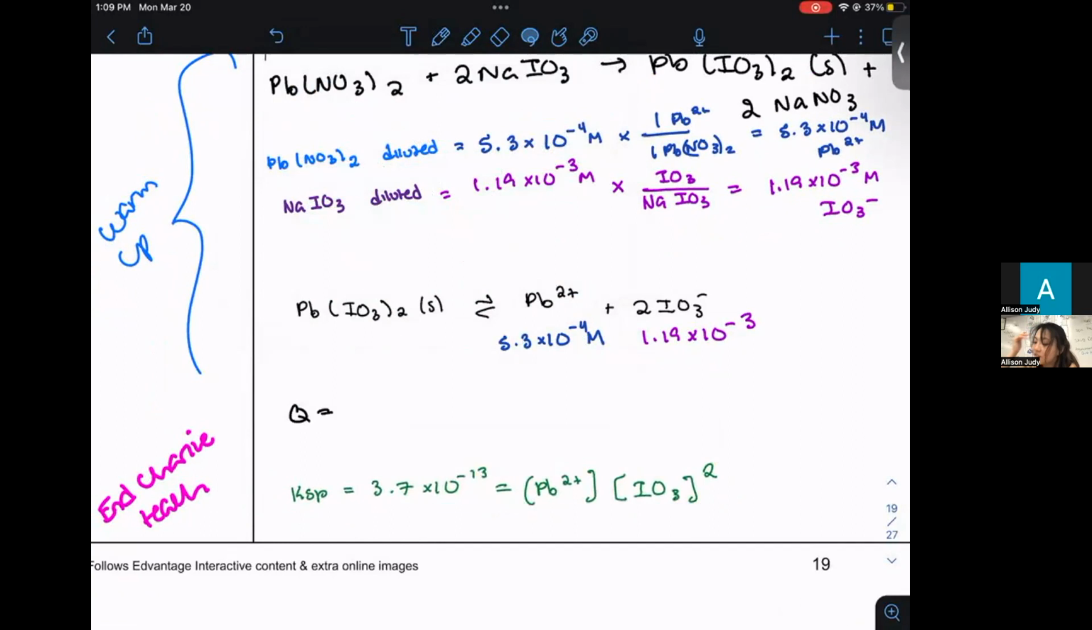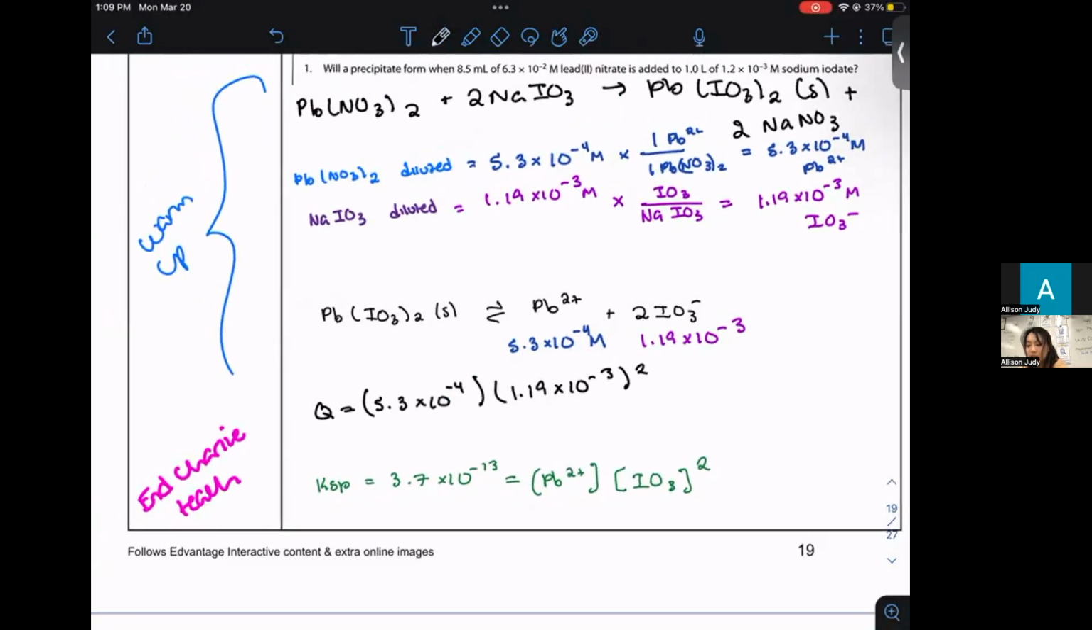But this time we put in the values that we do know. So what did you get when you put in the values of 5.3 times 10 to the negative fourth times 1.19 times 10 to the negative 3 squared? What'd you guys get? Yes. Isn't the 1.19 also multiplied by 2? Or is it 4 s cubed, or s times 2s? Yes, it is.